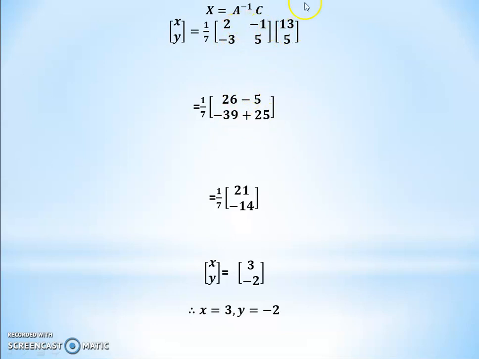We have to use the row with column method of multiplication of two matrices with the column. Here the order is 2 by 2. Here the order is 2 into 1. So we derive 26 minus 5 is 21. Minus 39 plus 25 is minus 14. So we have to divide 21 divided by 7 is 3. Minus 14 divided by 7 is minus 2. So we derive the value: x is equal to 3, y is equal to minus 2.